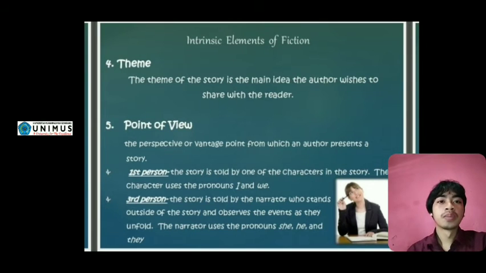In the first person, the story is told by one of the characters in the story. The character uses the pronouns I and we. And in the third person, the story is told by a narrator who stands outside of the story and orders the events as they unfold, and the narrator uses the pronouns she, he, and they.